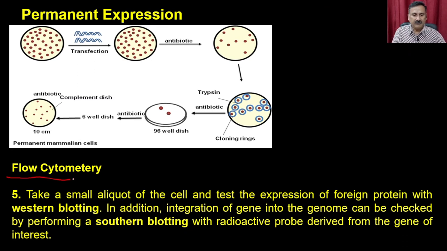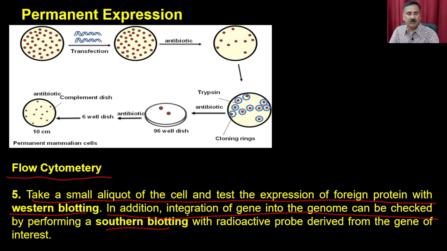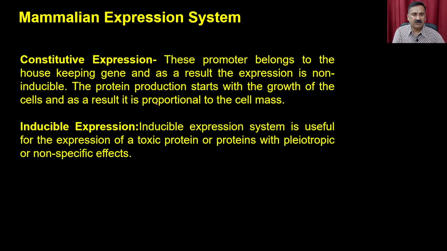The other method is you can use flow cytometry. Okay, so take a small aliquot of the cells and test the expression of foreign DNA, a foreign protein, with the help of Western blotting. In addition, the integration of the foreign DNA into the genome can be checked, and you can also do flow cytometry.